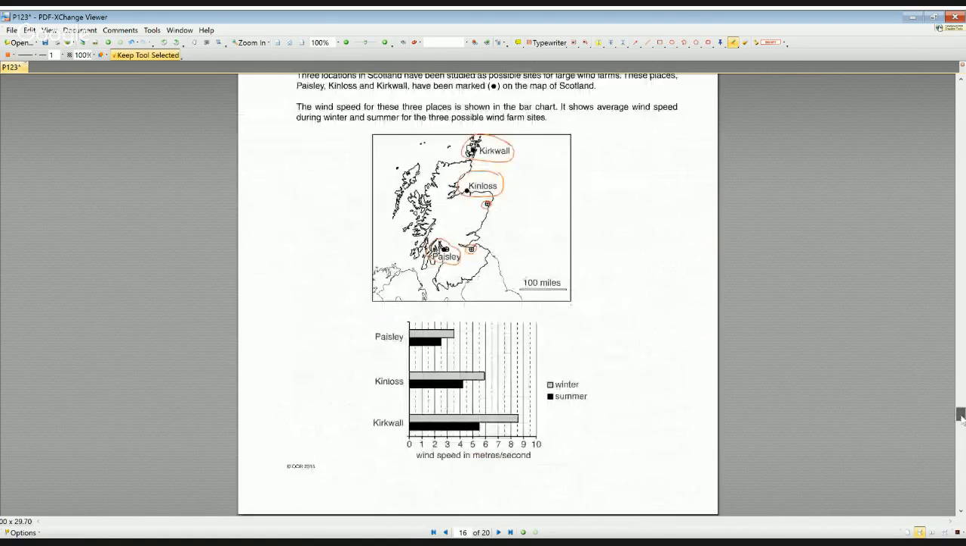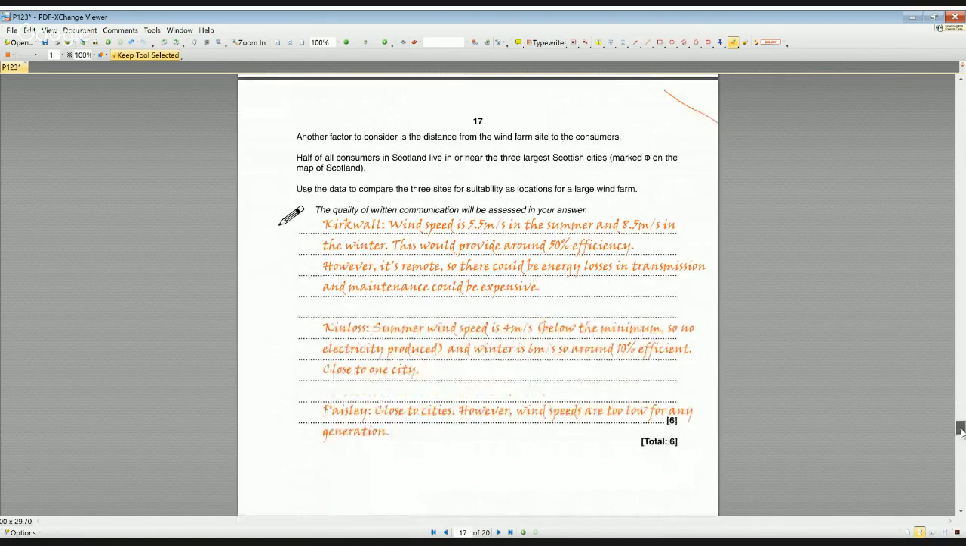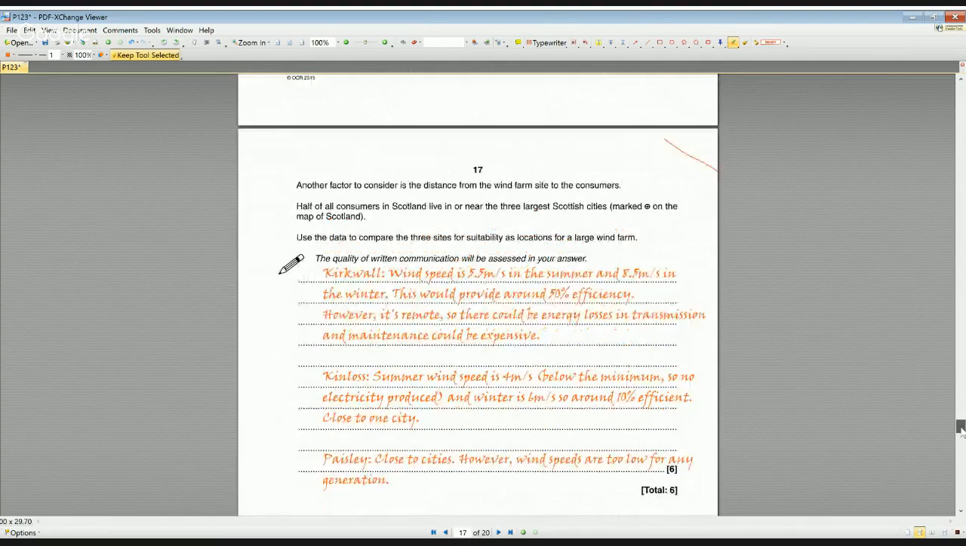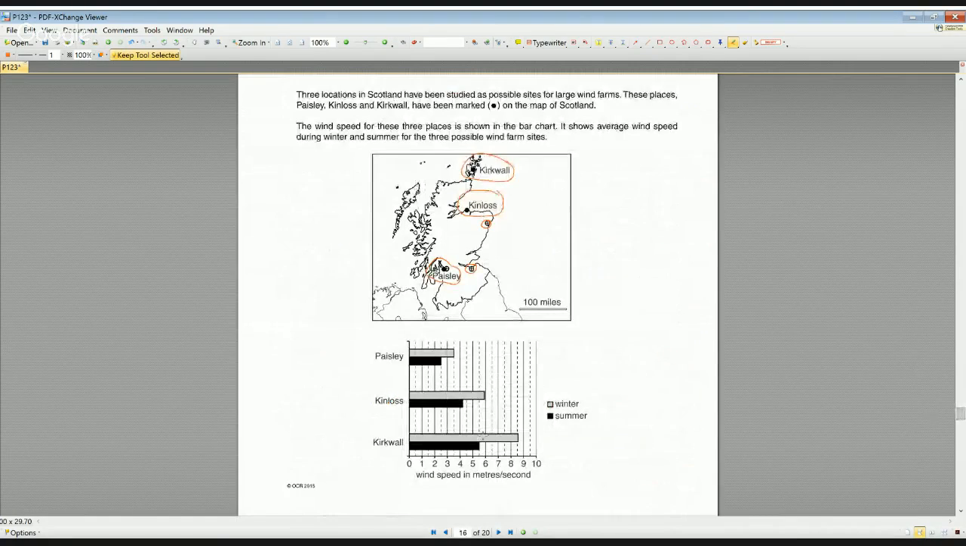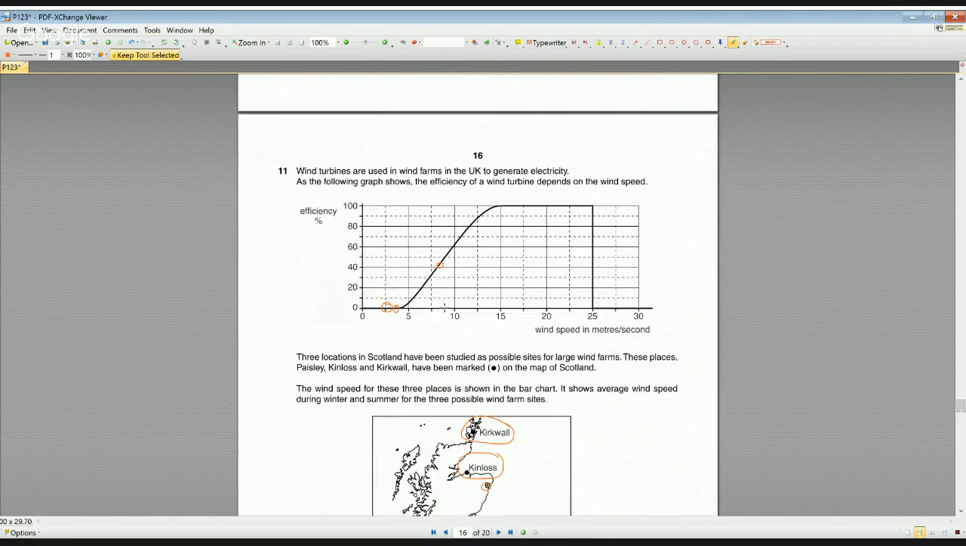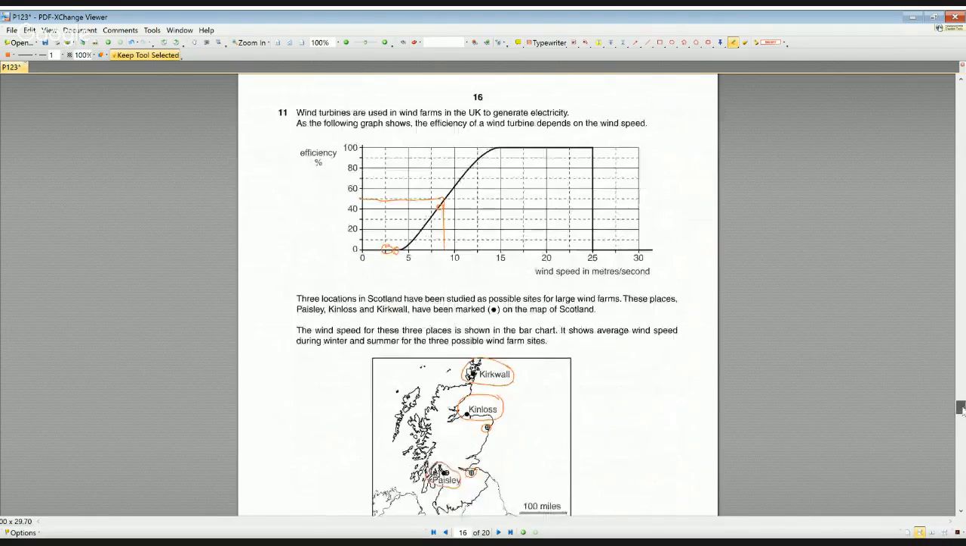Somebody's just asking a question about how I got 50% efficiency. I know when I was circling on the graph, I circled around about 40% efficiency. But if you look at Kirkwall here, the winter wind speed is around just over 8.5 meters per second. If you were to look at 8.5 on the graph, it would probably be around about here. So we could read up there, and you see that would come out at 50% efficiency. That's where the 50% comes from. I was just looking a bit more precisely when I wrote the 50%.